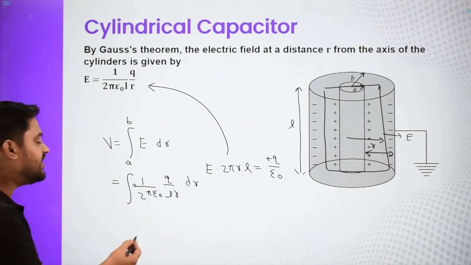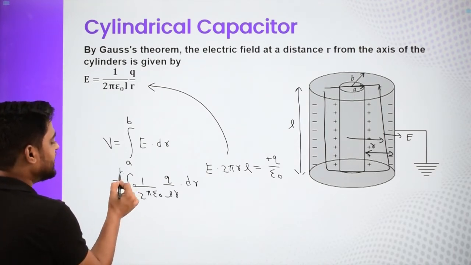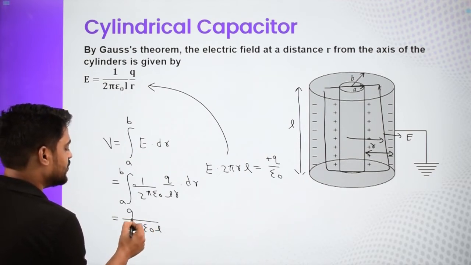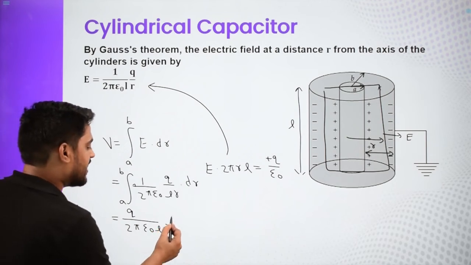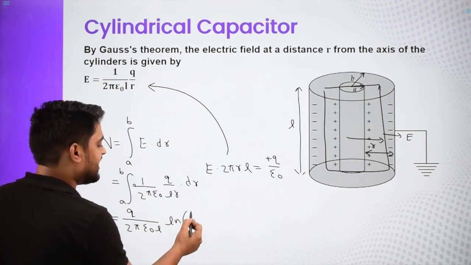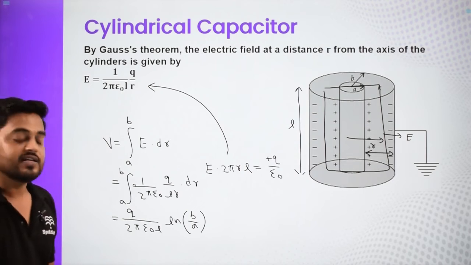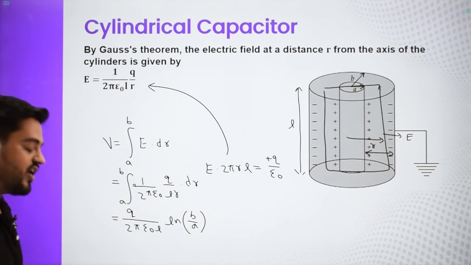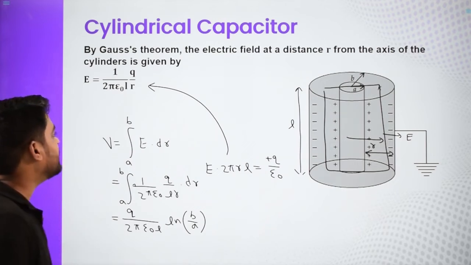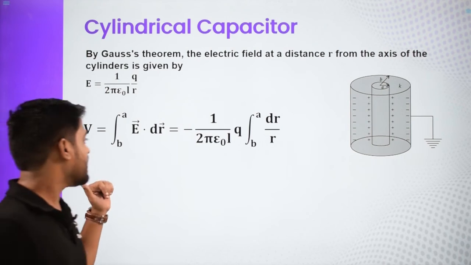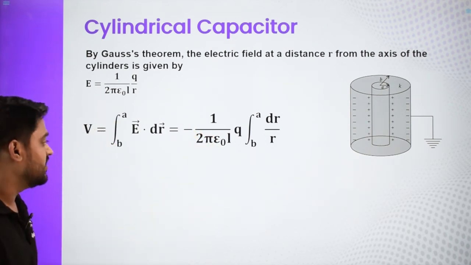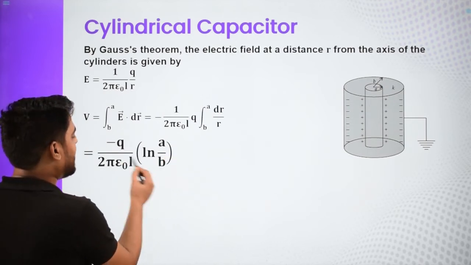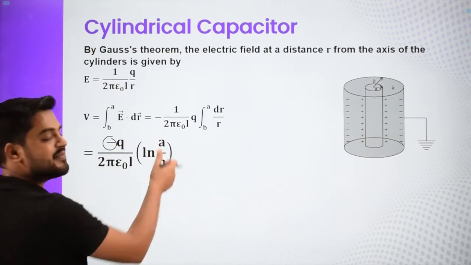If you see, all of the quantities are constant and they can come out. So 1 upon 2 pi epsilon naught L, Q, and the integration of 1 by R is ln R. When you put in the limits, you get ln of B by A. Now I know that this is a positive quantity, so this entire thing is just the potential difference, not a negative quantity. So my V is Q by 2 pi epsilon naught L, ln B by A.